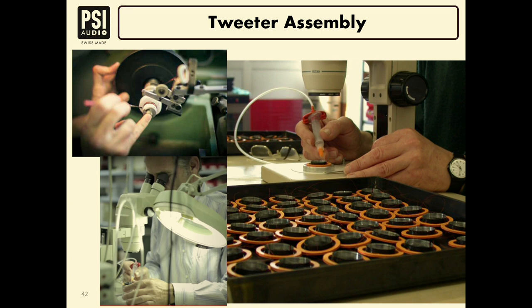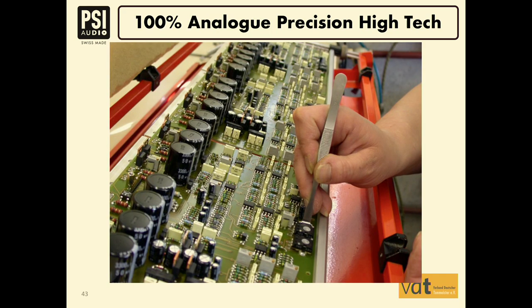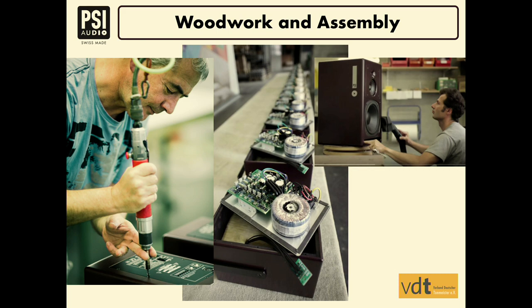Then we're a small company, so we do everything by hand. This is our tweeter manufacturing that we do. We also make seismographs that measure vibrations on bridges with the same reverse technology, I would say. Everything's analog, as I said. This is us on our prints, all through hole soldering, assembly, cleaning.